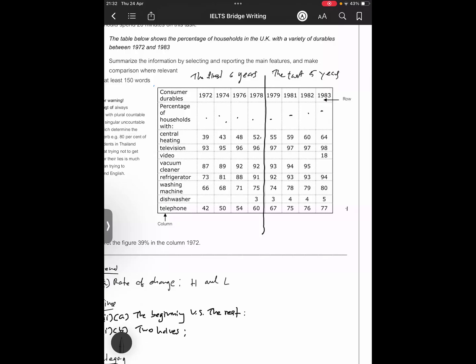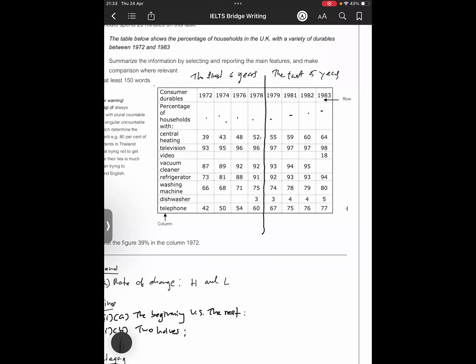So it was the second most popular until 1982. But after 1982, we don't see any record. So it could be due to the fact that people stopped using it, or there's just no record for it. Okay. But it's obvious that in 1983, the second most popular appliance was not vacuum cleaner anymore. It was refrigerator. And that's something you can mention.